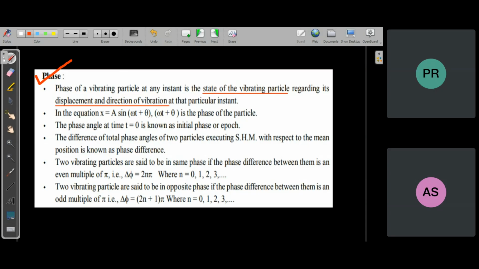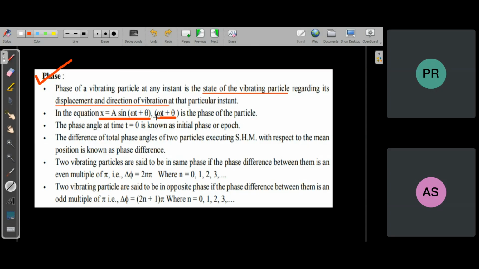So phase is the quantity which gives an idea about what is the displacement of the particle at a particular instant and what is its direction of velocity at that instant. These two ideas are given by the phase. Now, general equation of SHM is x equal to a sine (omega t plus theta). Any equation in this form will represent an SHM. Now here, the angle with the sine, that is omega t plus theta, this is nothing but the phase of the particle.